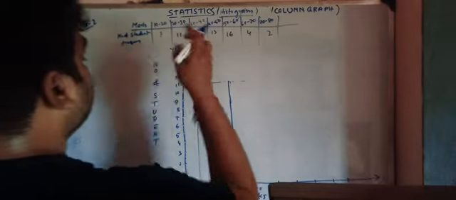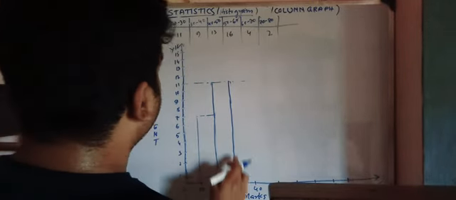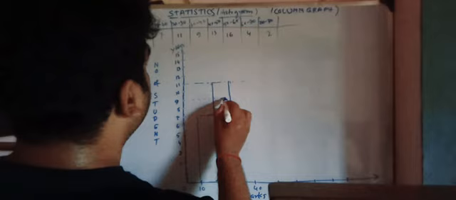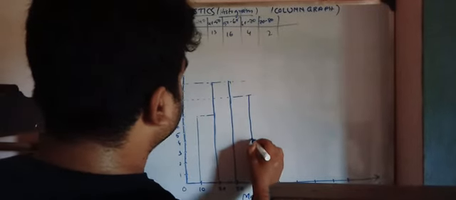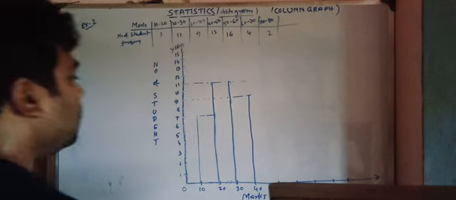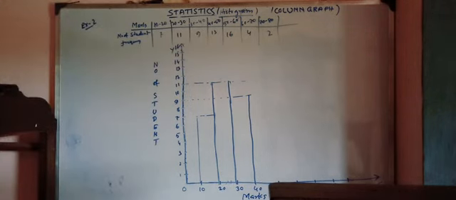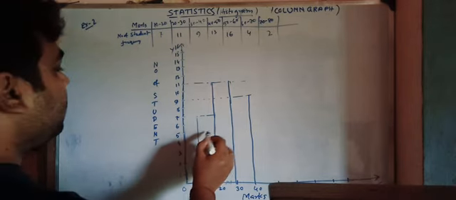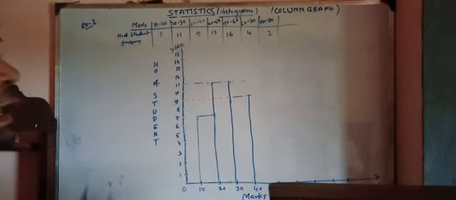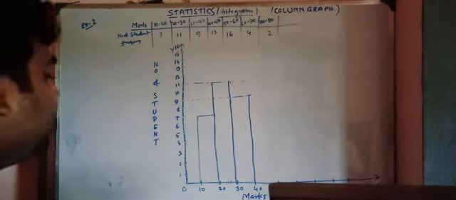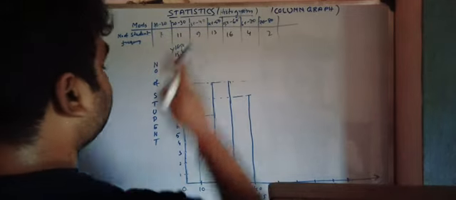Next, 30 to 40, it is 9. Now, I hope that you can understand the difference between the bar graph and the histogram. There is no gap between the two respective rectangles. Understood that?